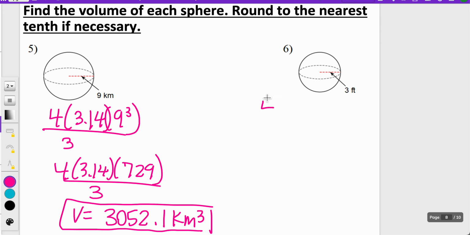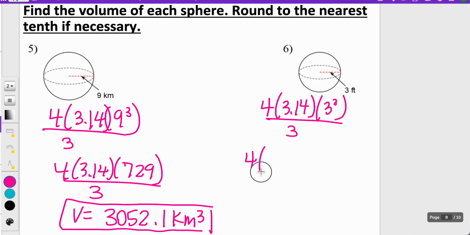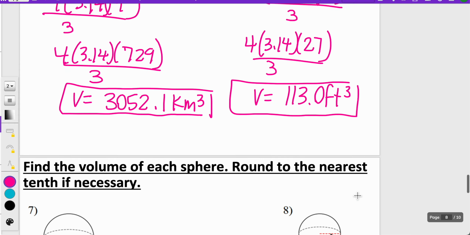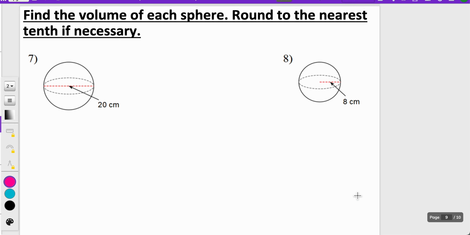And then for number 6, we've got 4 times pi times 3 cubed divided by 3. 4 times pi, 3 cubed is 27, and then we'll divide that by 3. We will end up getting about 113.0 cubic feet, rounded to the nearest tenth. Our last two, if you want to go ahead and pause here, try these on your own. When you're ready, click play to see how it's done.